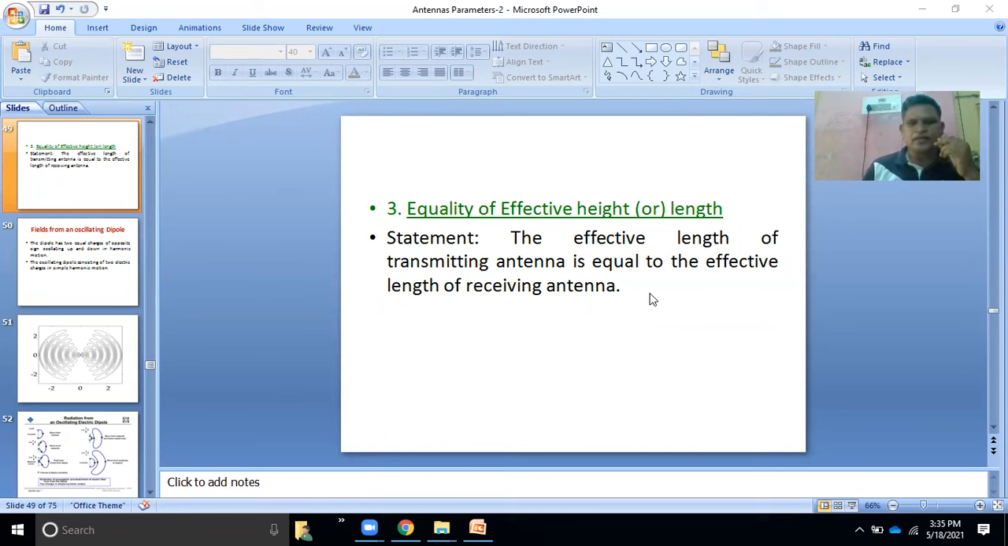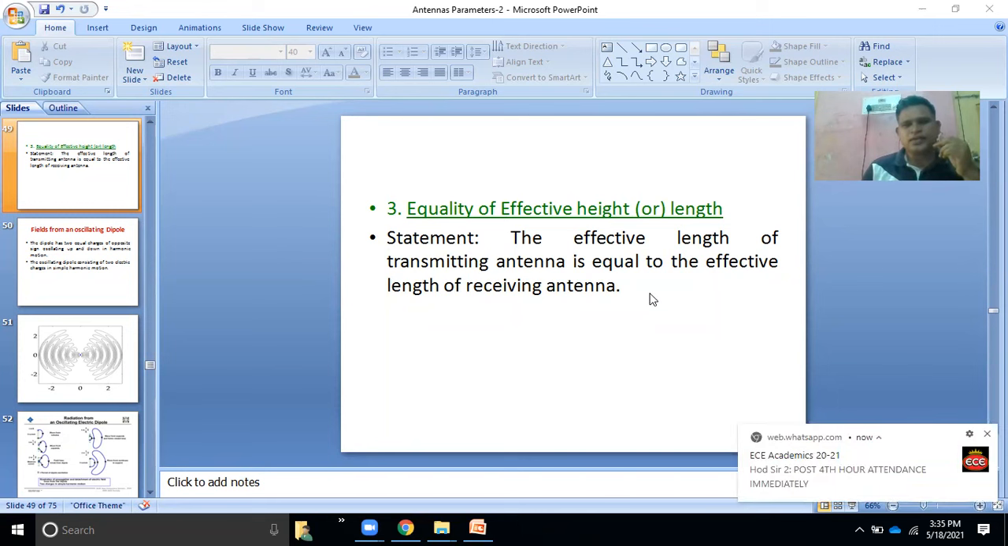What does this theorem, equality of effective height or effective length, say? Effective height must be equal for both transmitting and receiving antennas. The effective length or height of a transmitting antenna and a receiving antenna should be the same. Very good. These are the three theorems.